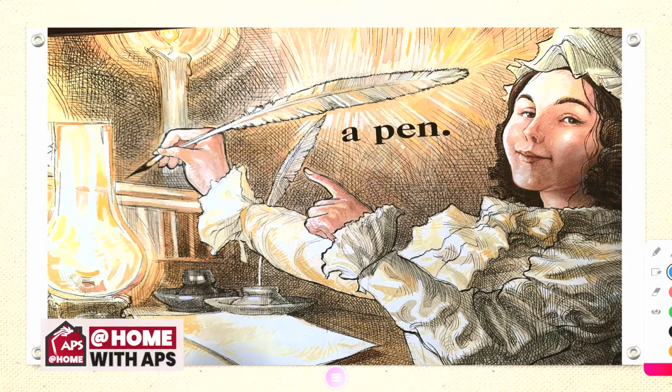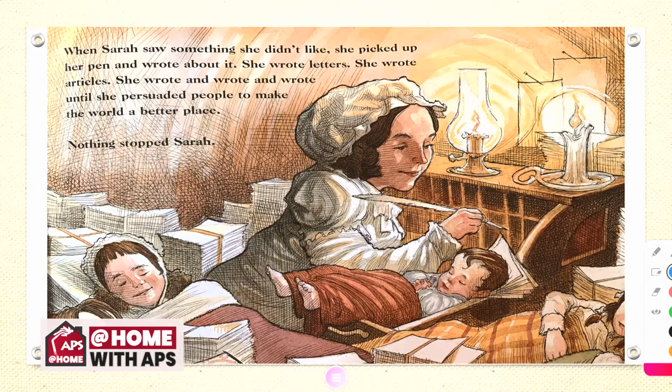A pen. Remember what I told you about writing? See, here's where we find out why. When Sarah saw something she didn't like, she picked up her pen and wrote about it. She wrote letters. She wrote articles. She wrote and wrote and wrote until she persuaded people to make the world a better place. Nothing stopped Sarah. Does she look busy to you?